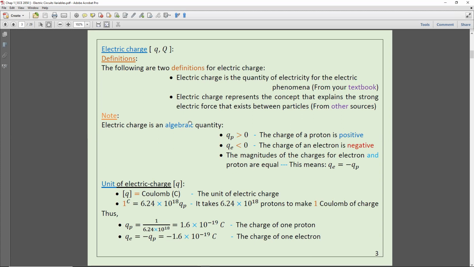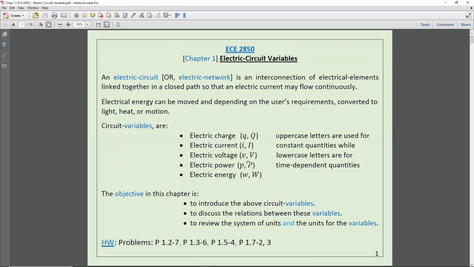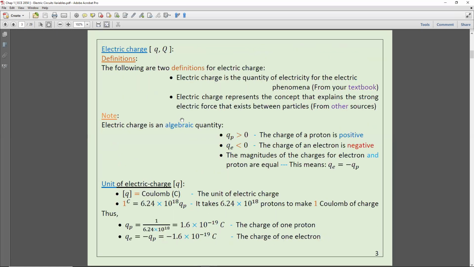So let's start. As I told you, in this chapter I'm going to make definitions. I'm going to define what we mean by electrical charge, current, voltage, power, energy. So let's start with the first one, electric charge, and for this one we use Q.